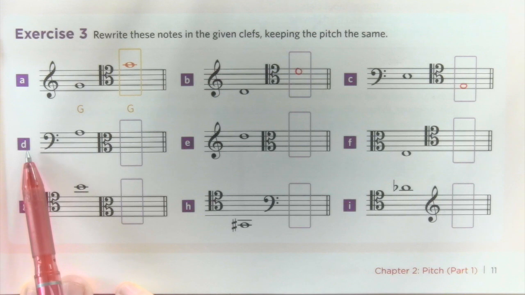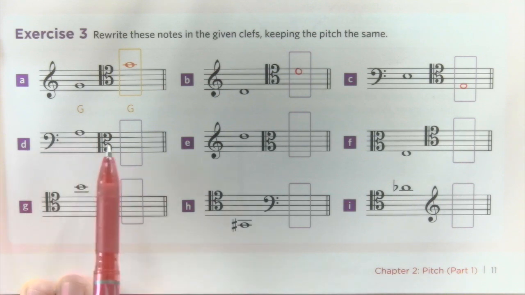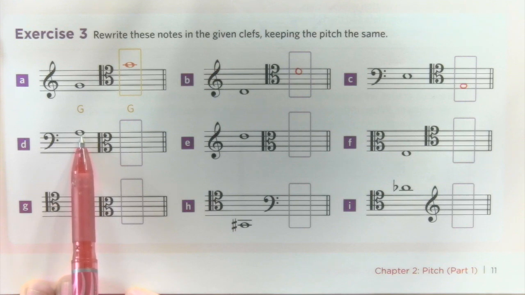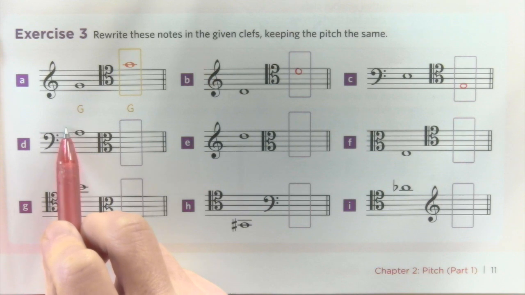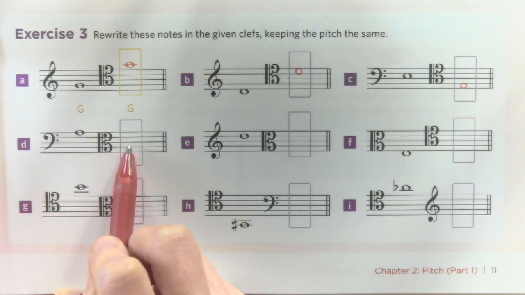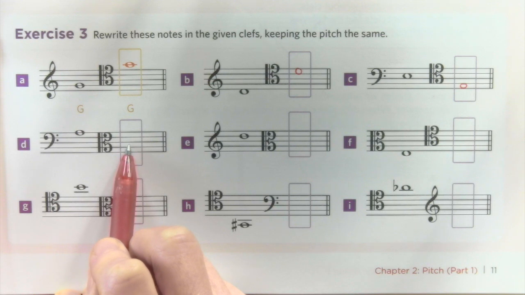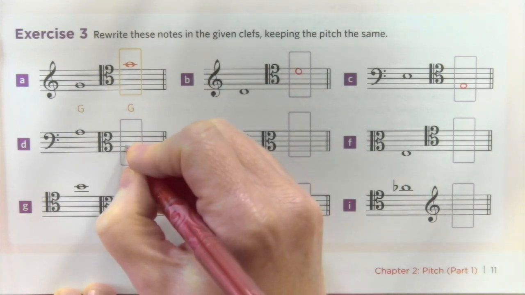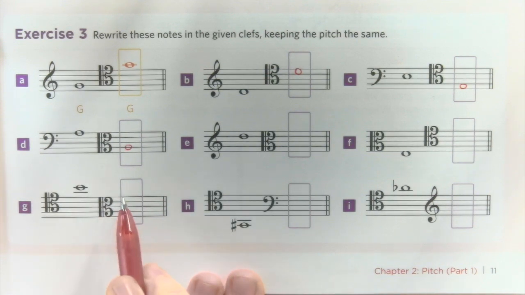Let's go to the exercise D. So this La in bass clef, A. The middle C is up here, so we need to go below. This note is below the middle C. So Do, Si, La. There you go. This is A in the alto clef.